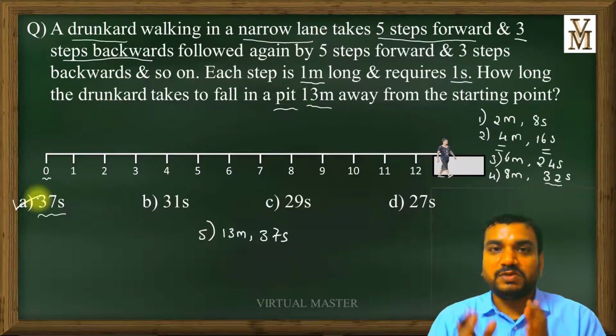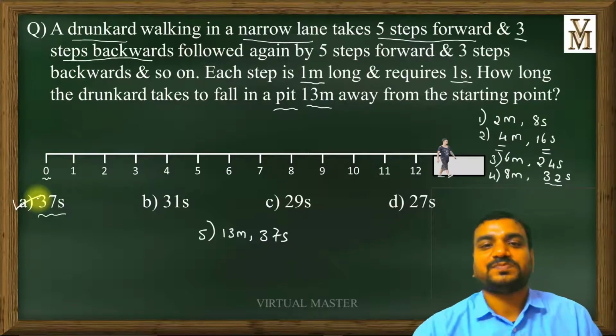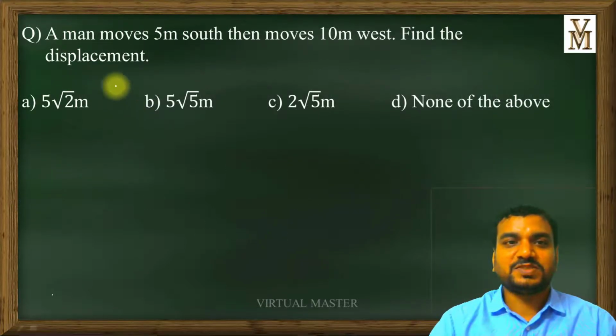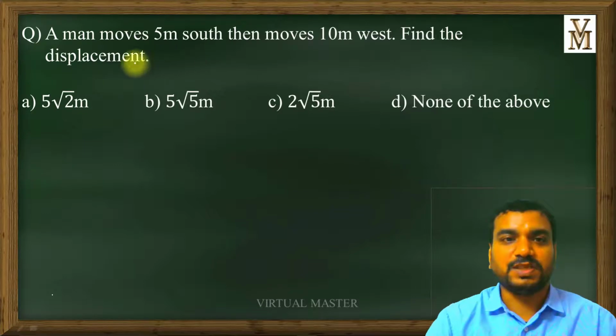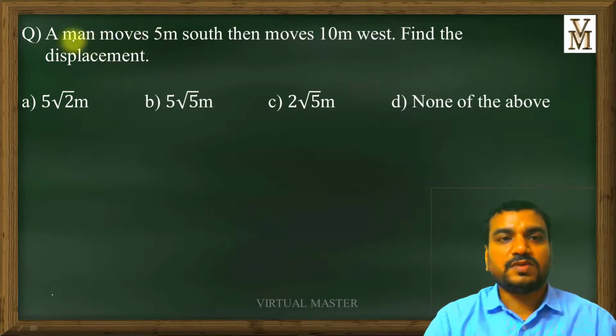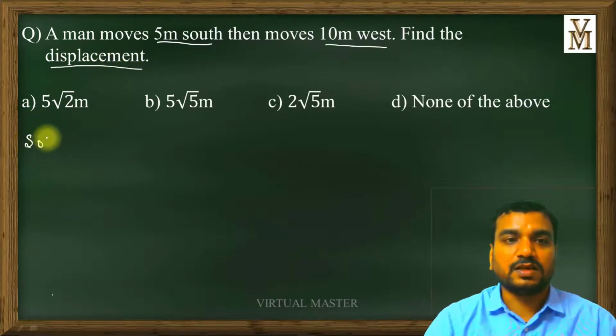I hope everyone have understood the solution for this question. Now let us discuss the next question. The next question is, a man moves 5 meters south, then moves 10 meter west. Find the displacement. So what is given? A man is moving 5 meters towards south, then he is moving 10 meters towards west. Now what we have to find? We have to find the displacement. Okay. And the options are given here.